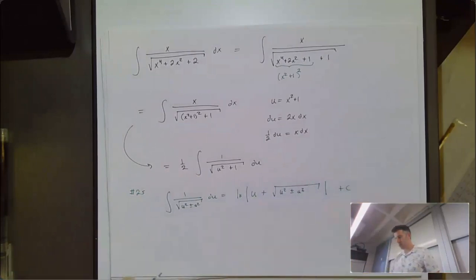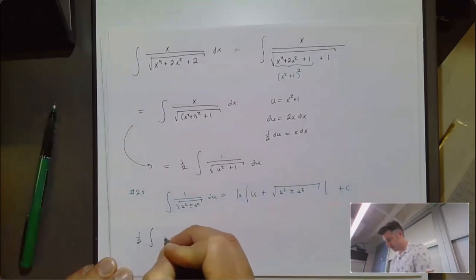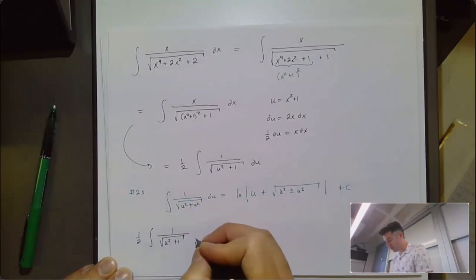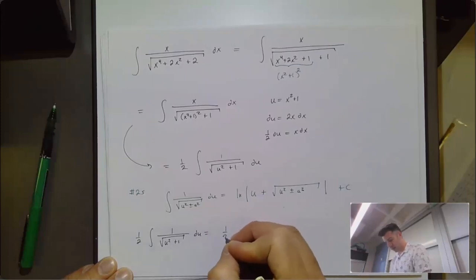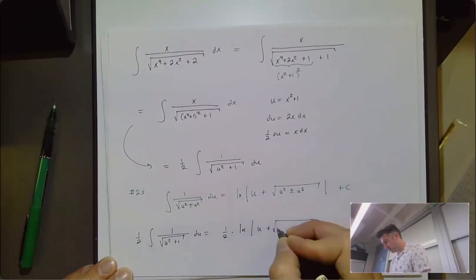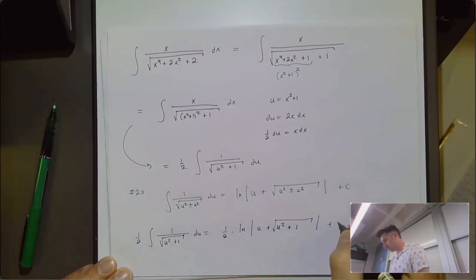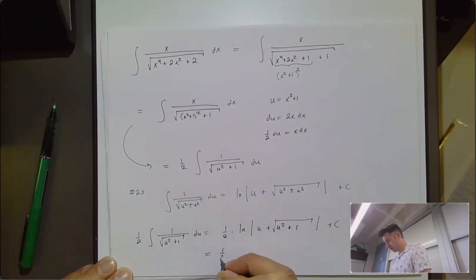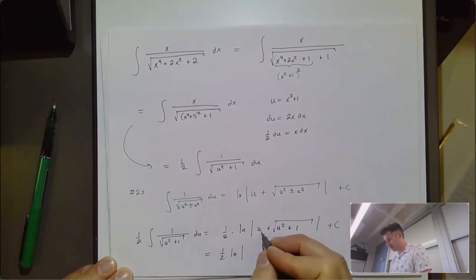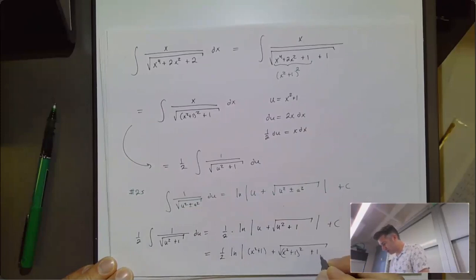So our integral, bless you, 1/2 times the integral of 1 over the square root of u squared plus 1, or really 1 squared, is going to equal 1/2 times the natural log of the absolute value of u plus the square root of u squared plus 1 squared. But then we need to plug in what our u value was. That's going to be 1/2 times the natural log of the absolute value of u, which was x squared plus 1, plus the square root of x squared plus 1 squared plus 1.